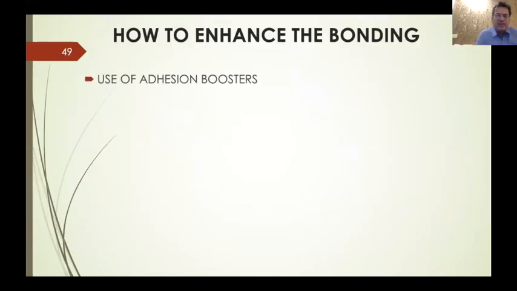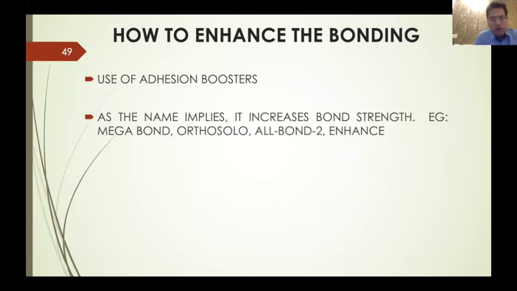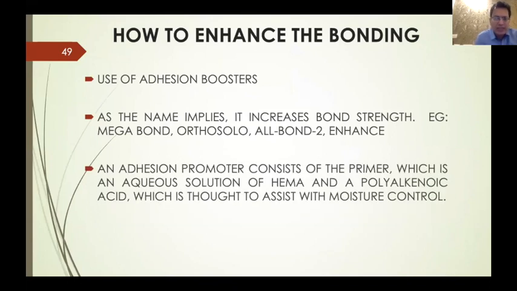So now some examiners like to ask you, what is an adhesion booster? You want to increase the bond strength. So there are different adhesion boosters available like Mega Bond, Ortho Solo, All Bond 2, Enhance. So what are they basically? They are basically polyalkanoic acids and an aqueous solution of HEMA, which is thought to assist with moisture control. Remember we talked about moisture insensitive primers, MIPs. So they were polyalkanoic acid. So basically polyalkanoic acid and HEMA constituents are thought to produce moisture control and they enhance bonding.